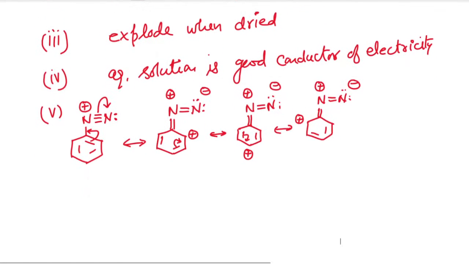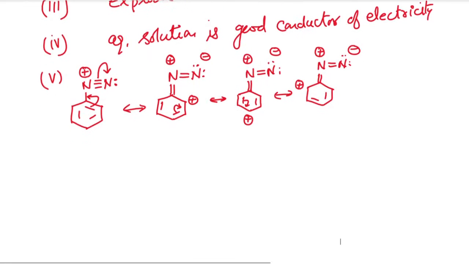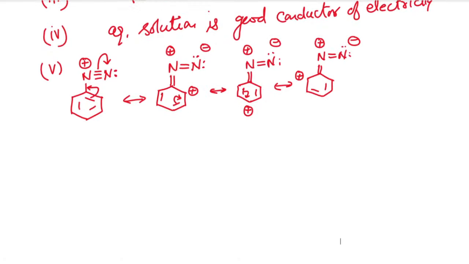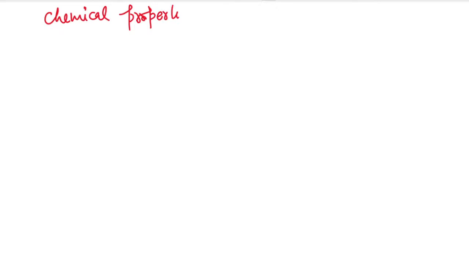Done. So these are the properties. Yes, you can say the dispersion of positive charge, but there is a double bond character actually. Okay, now chemical properties. Yes, diazonium salt, if it reacts with water, it becomes unstable. That we will discuss in chemical properties. So let us discuss its chemical properties.